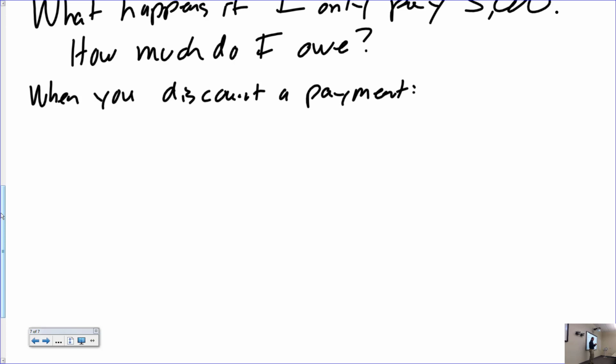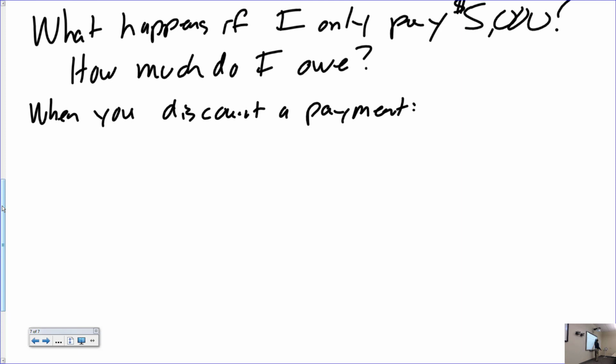The way it works is that when you get a 1% discount on a payment, they're basically telling you that every 99 cents you pay, subtract $1 from the bill, okay? Because that's what a 1% discount means on a payment, that 99 cents equals a dollar. So in this $5,000 payment, how many 99-cent piles are there? In other words, how would you divide $5,000 into 99-cent piles?